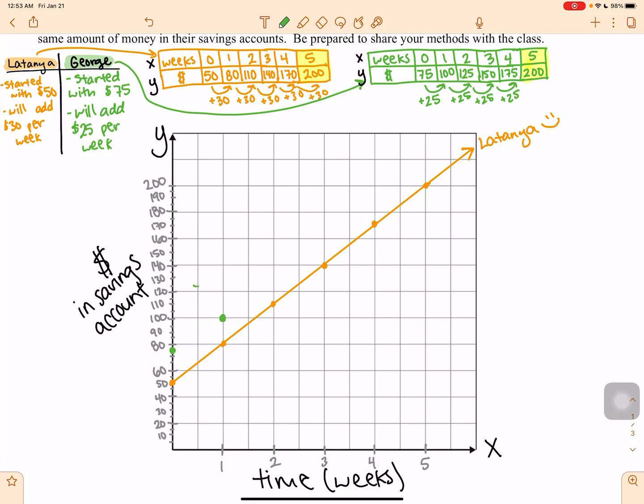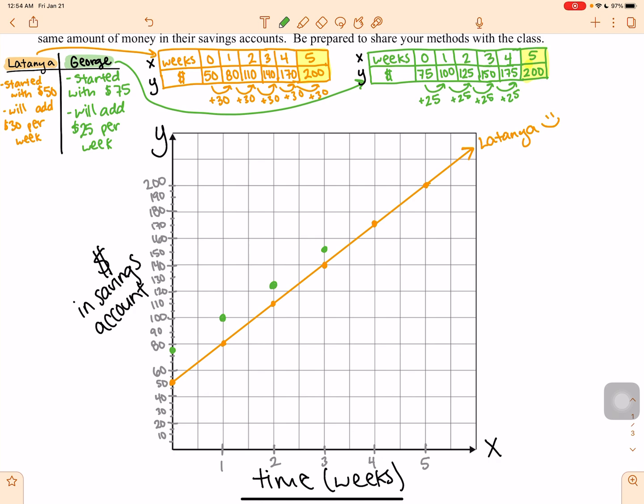So I'm looking right here. And then I know that right there, that's 125 approximately, right? It's going to be a little rough sketch, but it works. Okay. And then week 3, he has $150. So week 3, 150 is going to be right here. So you see they're getting a lot closer each week in the amount because he's only putting in $25 and she's putting in $30. So you can see George's is going to be a little bit lower. It's not going to have as steep a slope as LaTanya. So he has a slower rate of change.